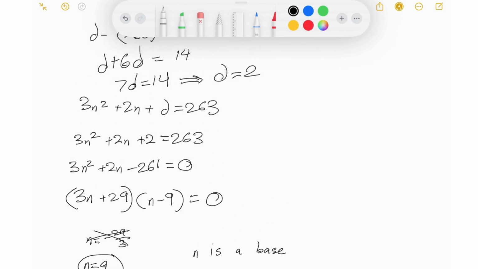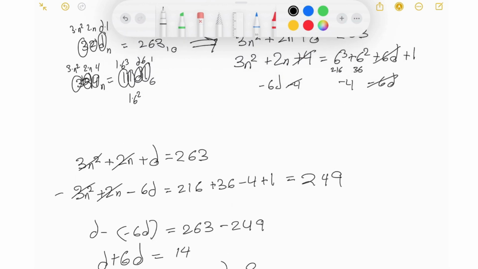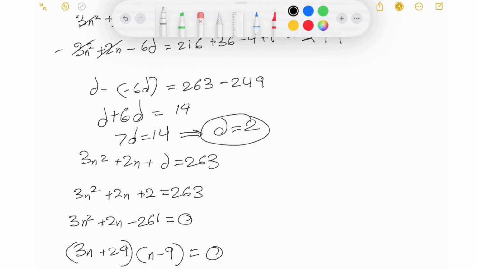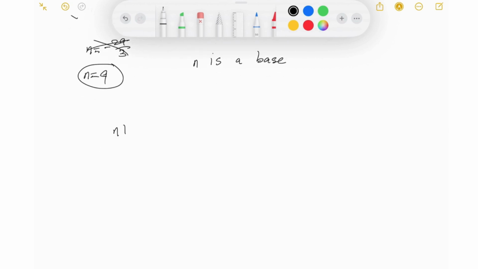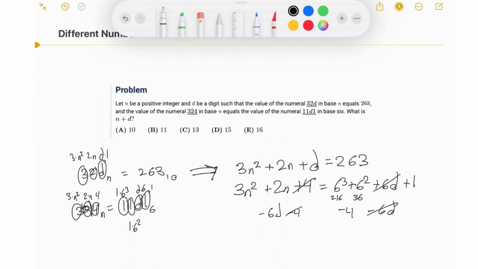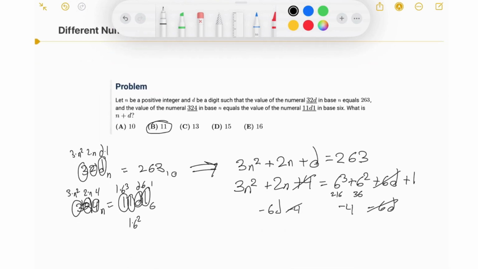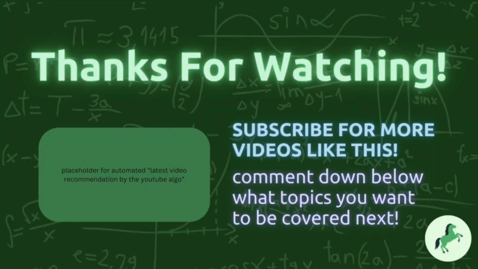And we got that d is 2 earlier. So we wanted n plus d. n plus d is 9 plus 2, which is equal to 11. Scrolling back up to the answer choices, we see that option B is 11. So our answer is option B. This problem is an example of when you get a base problem, that sometimes you should just expand it into the powers and see what you can do.